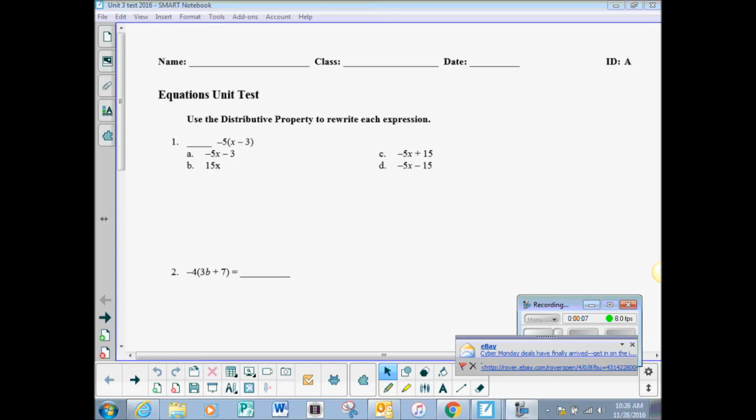Getting a better grade, that's not good. And now, let's go over the Unit 3 test.